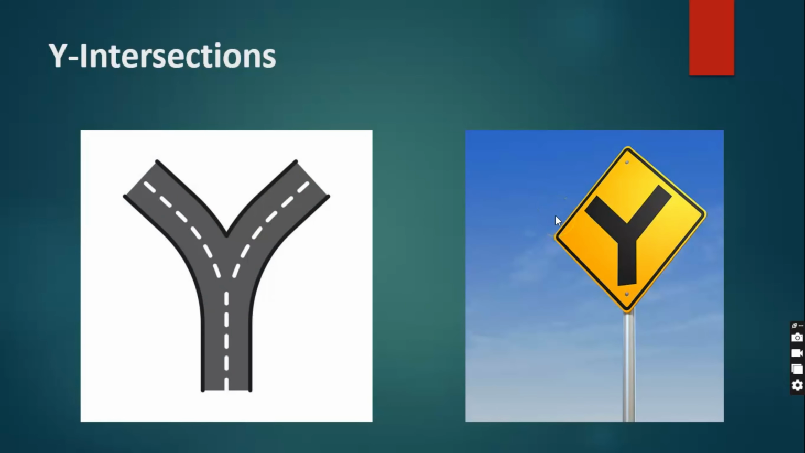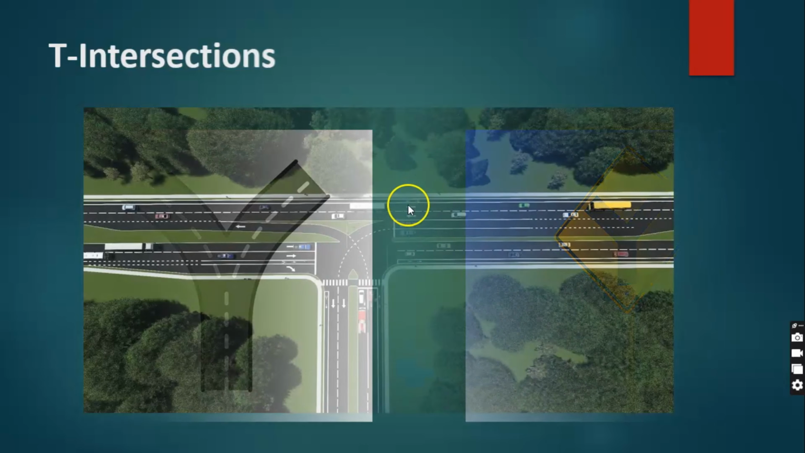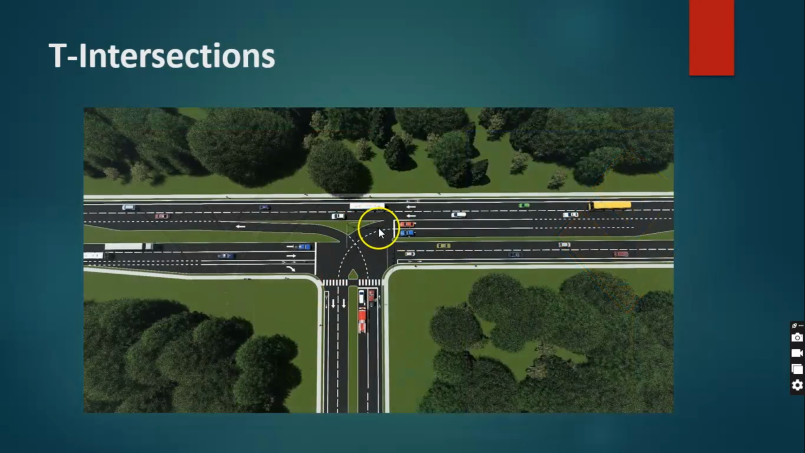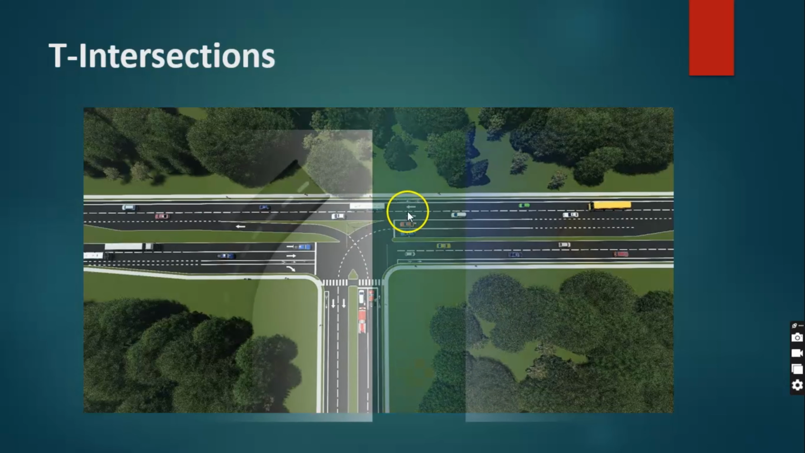The next one is the Y intersection. From what we have in this picture, it is also called the yield intersection, which is quite similar to the T intersection. The Y intersection only occurs when two roads converge at an angle rather than a right angle. Looking at the previous one, it is at a right angle of 90 degrees. That is when we have the T intersection.